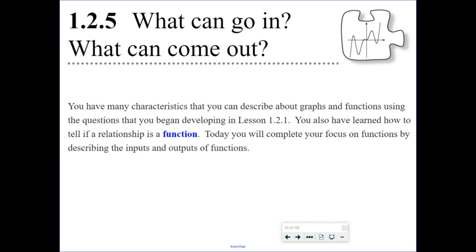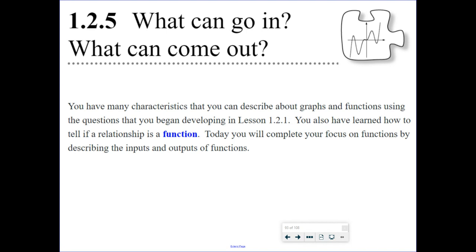1.2.5, what can go in and what can come out? You have many characteristics that you can describe about graphs and functions using the questions that you began developing in lesson 1.2.1. You also have learned how to tell if a relationship is a function. Today, you will complete your focus on functions by describing the inputs and outputs of functions.